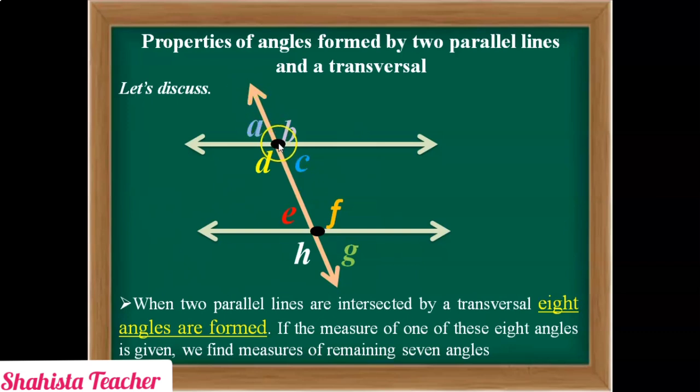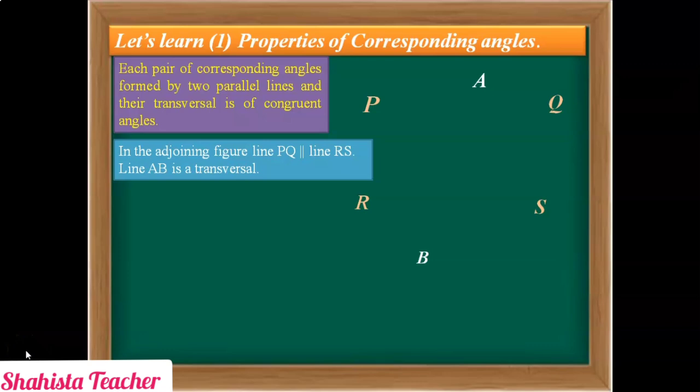Now here, this black dot is an intersection point, and this line is known as a transversal line. So there are 2 parallel lines and total 8 angles, A, B, C, D, E, F, G, H. So if the measure of one of these 8 angles is given, we can easily find the remaining 7 angles. Is that clear? Now students, let's learn the property of corresponding angles.